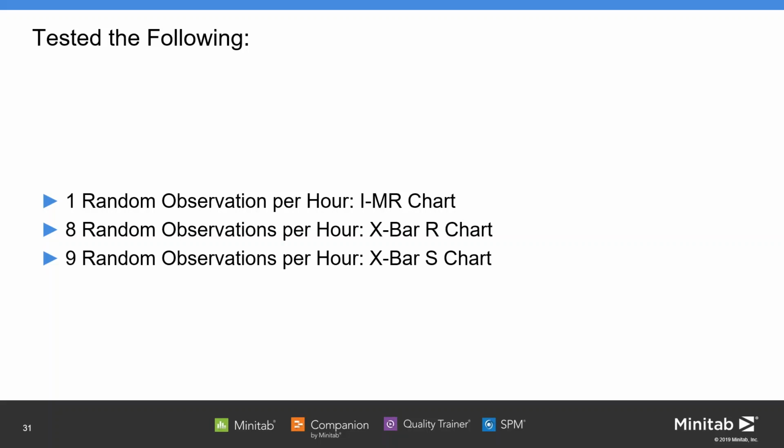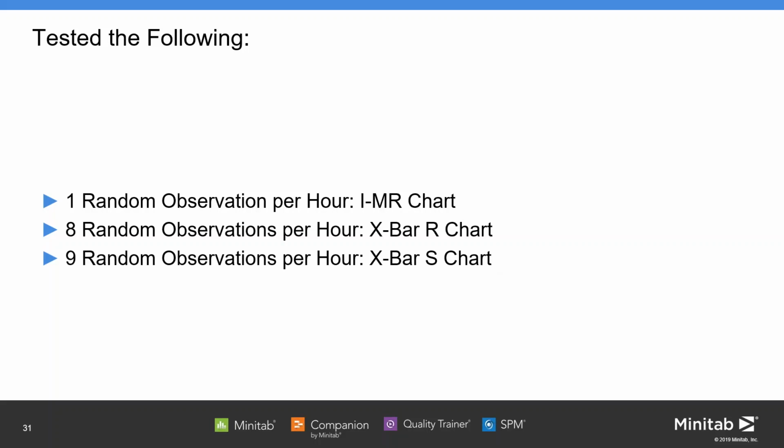I then did a selection based on selecting 8 random observations per hour, and in this case the correct chart to use is an X bar R chart. And then finally I selected 9 random observations per hour and created the X bar S chart. This is the same chart I produced using 100 data observations.